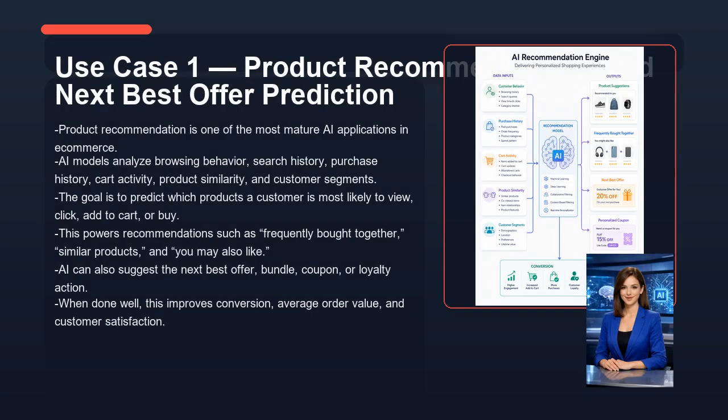Now let's look at use case 1, product recommendations and next best offer prediction. Product recommendation is one of the most mature AI applications in e-commerce. AI models analyze browsing behavior, search history, purchase history, cart activity, product similarity, and customer segments. The goal is to predict which products a customer is most likely to view, click, add to cart, or buy.